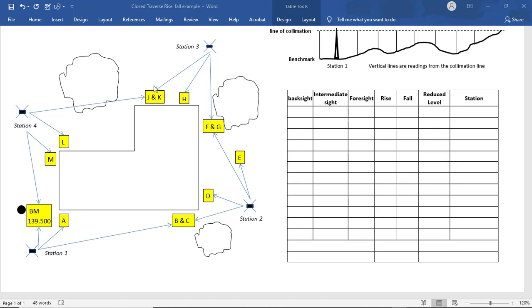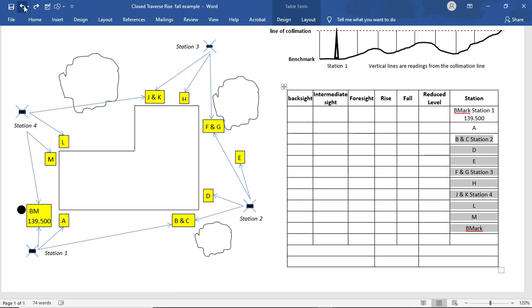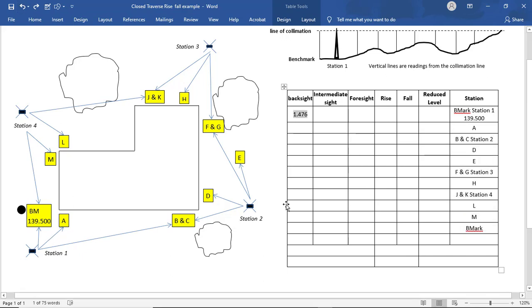All right, so what we have to do is record the stations in the station column. We've got our benchmark, we've got our benchmark height, then we've got our places where we've taken the reading, another station, and so forth down the station column. Then we've got to put the readings in. So the first reading to our benchmark is 1476.